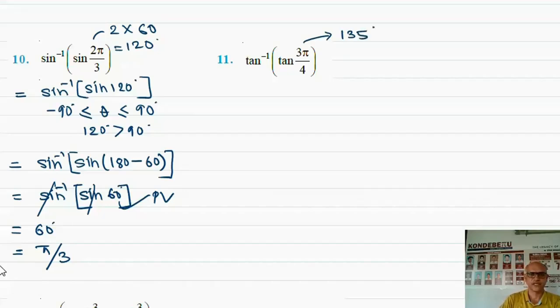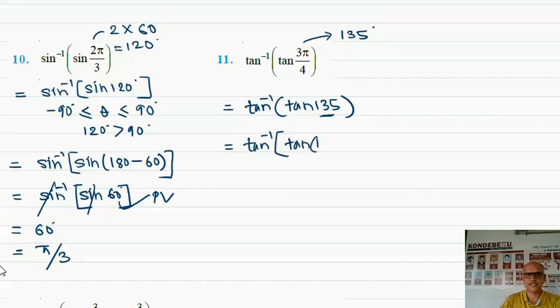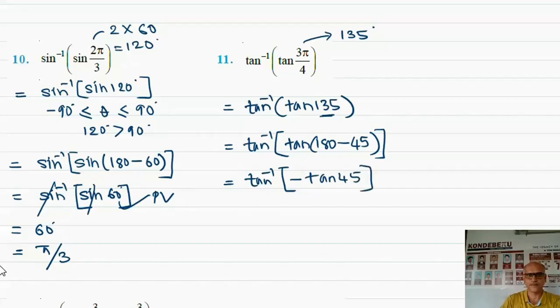Next, if you take this one, again convert this: 3 pi by 4 will be equal to 135 degree. So tan inverse tan 135. Again you cannot cancel this because 135 is not in the principal value range. As already said, tan lies from minus 90 to plus 90. So tan inverse tan 135, I will write it as 180 minus 45. 180 minus means second quadrant. In the second quadrant tan is negative.